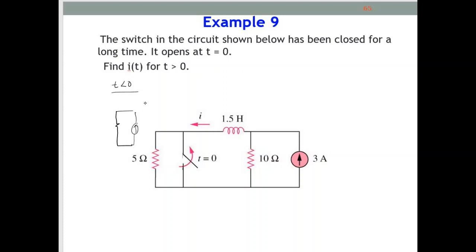Resistor 10. The inductor will look like a short circuit, this is a straight line. Another one is the resistor of 5 ohm. Then here is the inductor that we want to find, or I naught, which is 3 ampere. So how to find I naught?